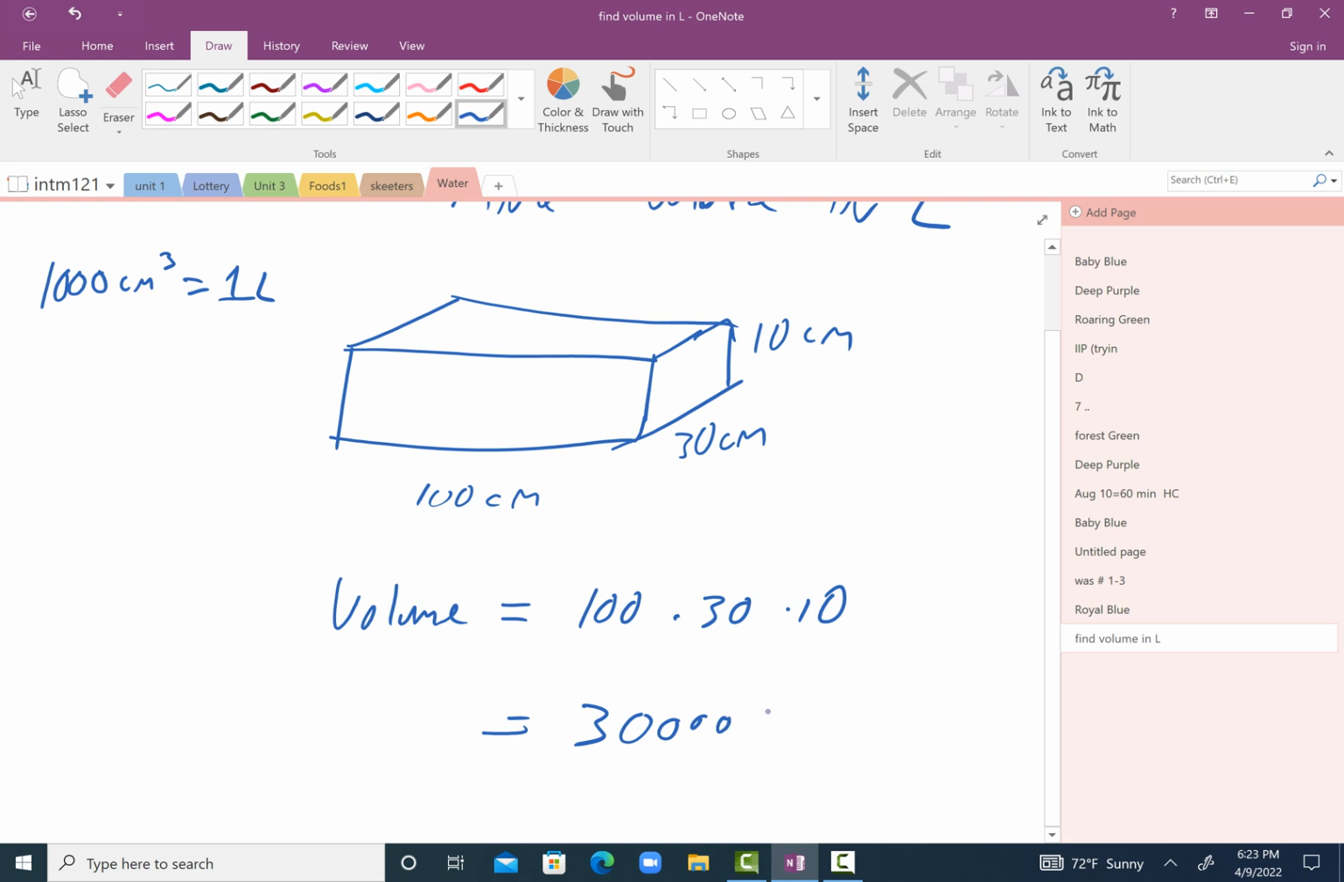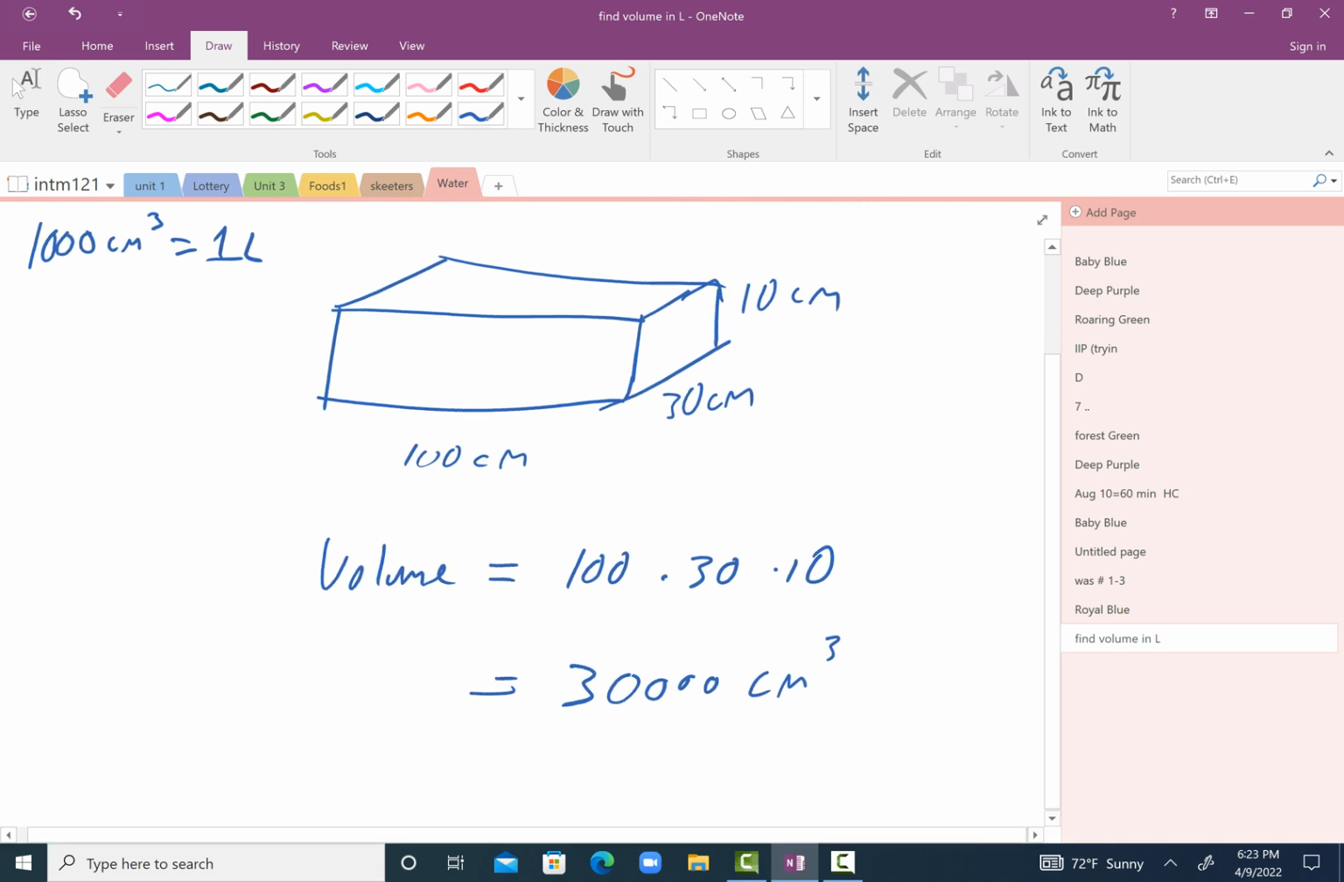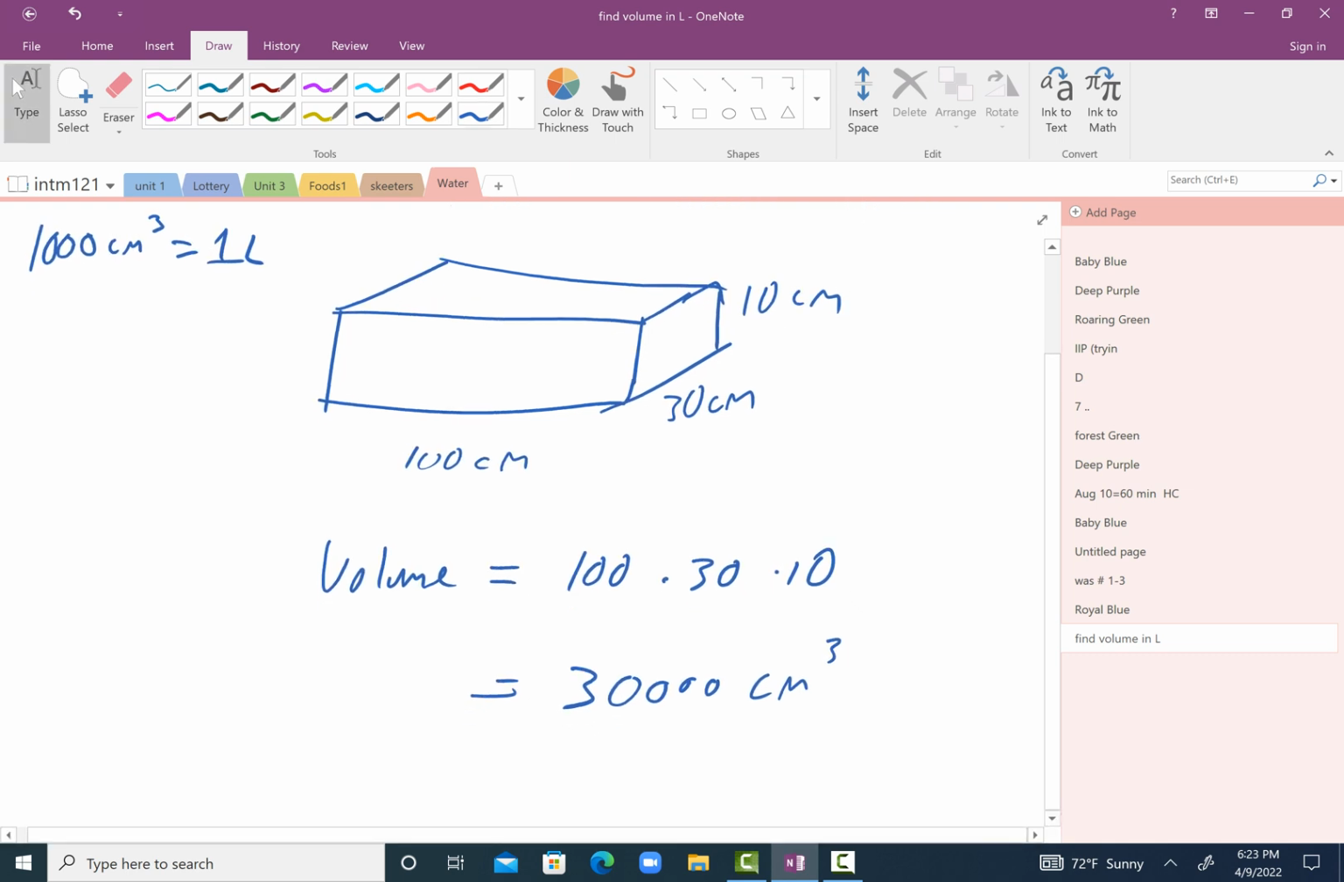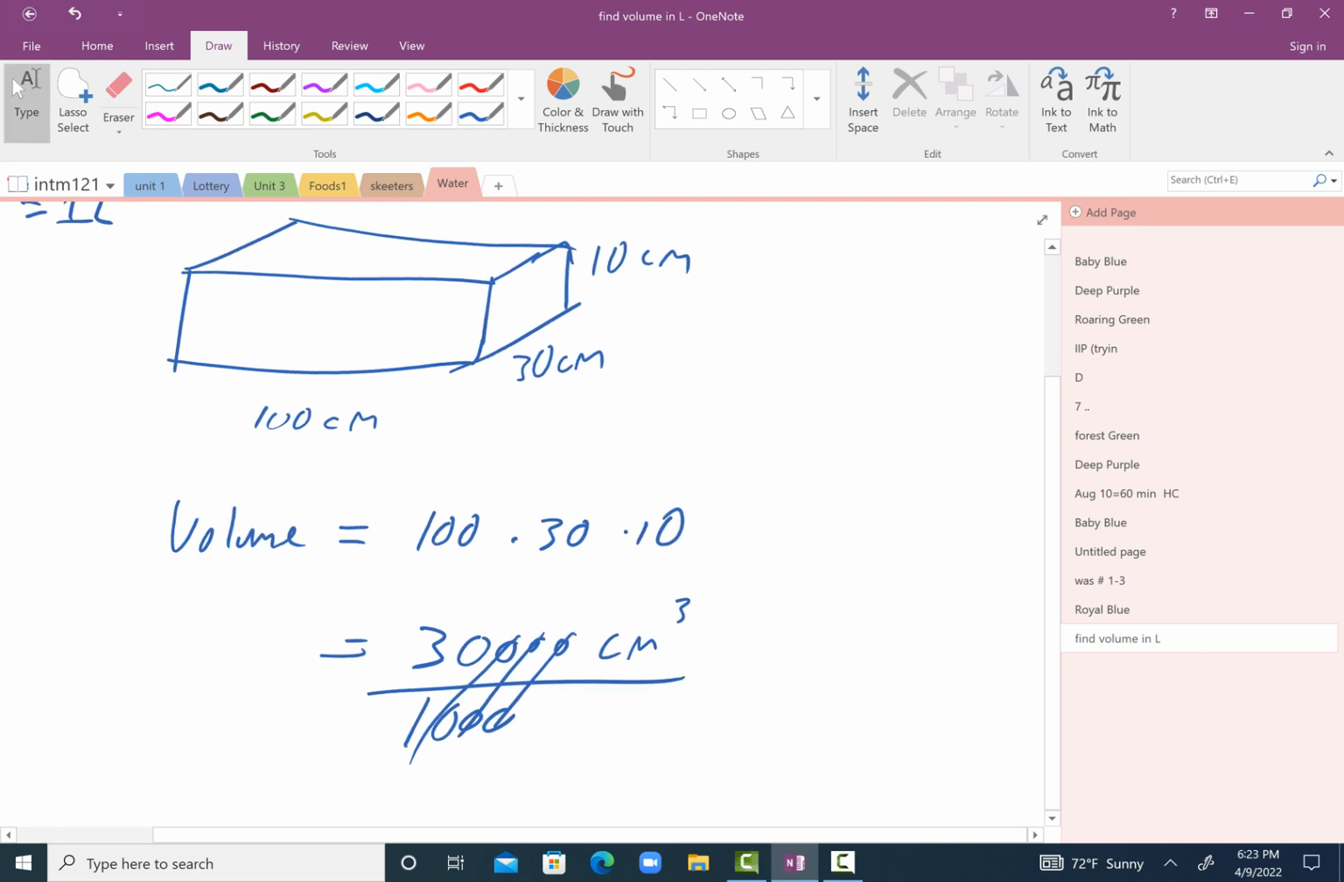Okay, so that's going to be 30,000 cubic centimeters, but we want to find out what it is in liters, so we have to divide by 1,000. 1, 2, 3, that goes away. So we end up with 30 liters, all right?